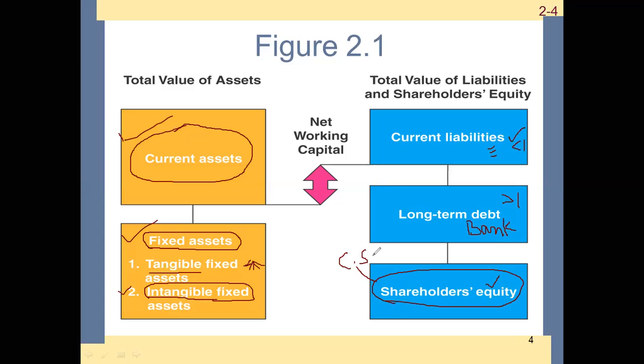How do we calculate the capital stock? When the number of shares is multiplied with the per share value. For example, there are 100 shares and the value of one share is 10 rupees or $10, then after multiplying this we get capital stock of $1,000. Okay, so this is the basic structure of a balance sheet.